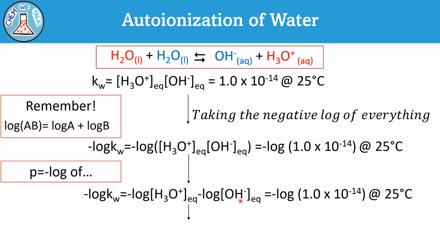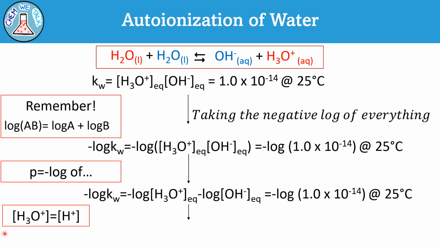Okay. And we also know from the acid and base videos that any time we see P in this chapter, P equals negative log of something. So negative log of Kw, negative log of H3O plus, and negative log of OH minus, we can replace by something.